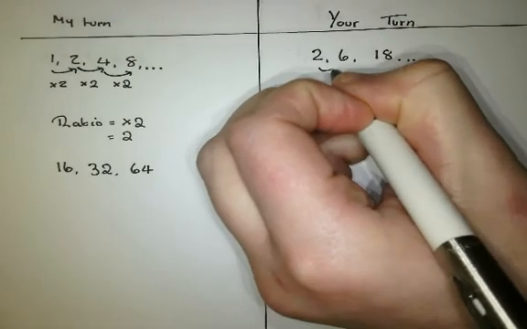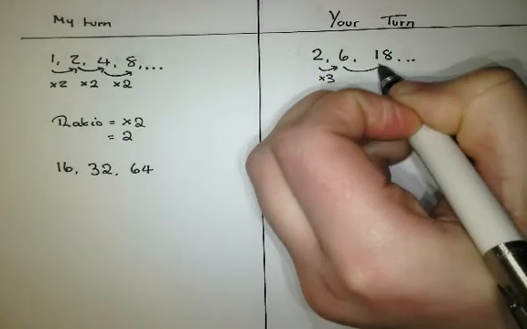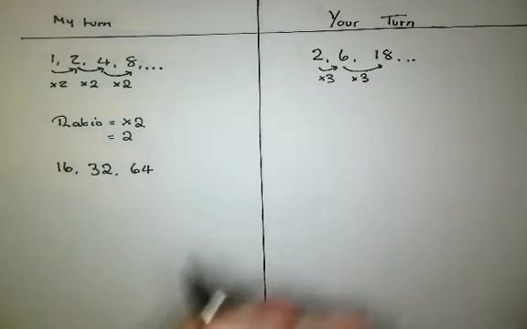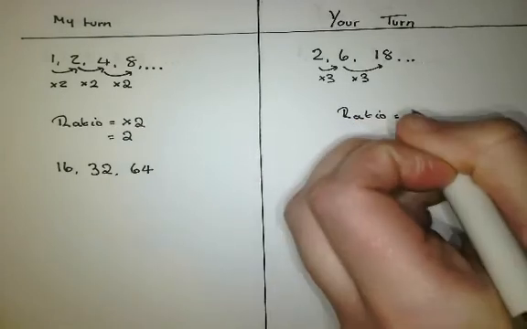So for your one, 2 times 3 would give me 6, and 6 times 3 would give me 18. So my ratio will be 3.